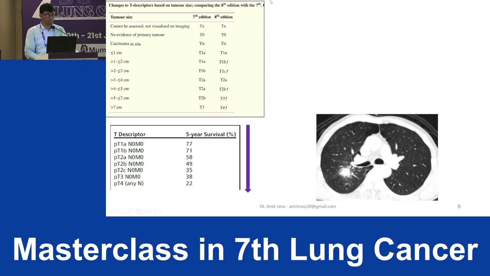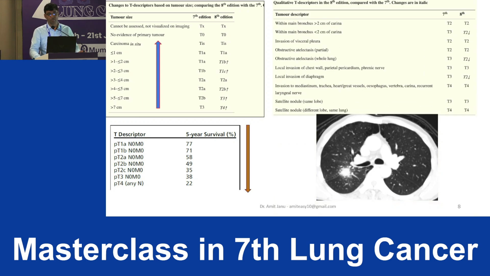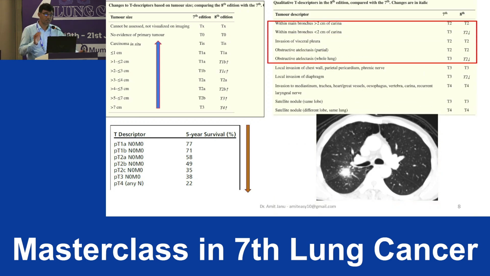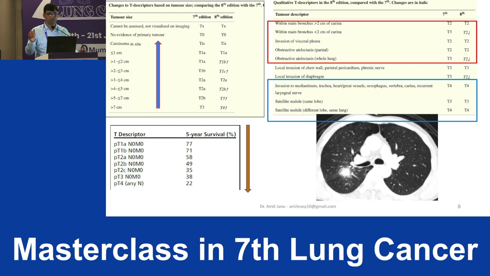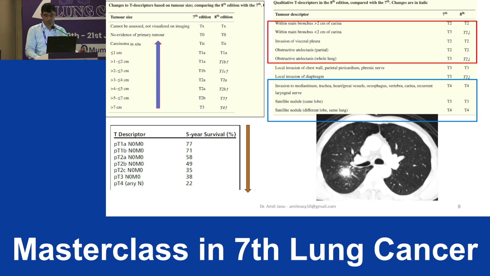Once we know that size makes a difference, any incremental increase in size moves the 5-year survival towards a decreasing trend. Apart from that, there are many other things we need to know: the relationship with the bronchus, the carina, the viscera, the diaphragm, the vertebra, and any other structures, whether there are satellite nodules, and whether they are in the same lobe or a different lobe. Everything makes a difference, and it will upstage the disease.